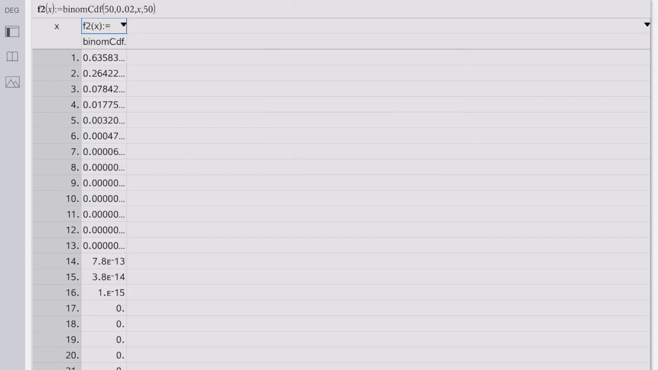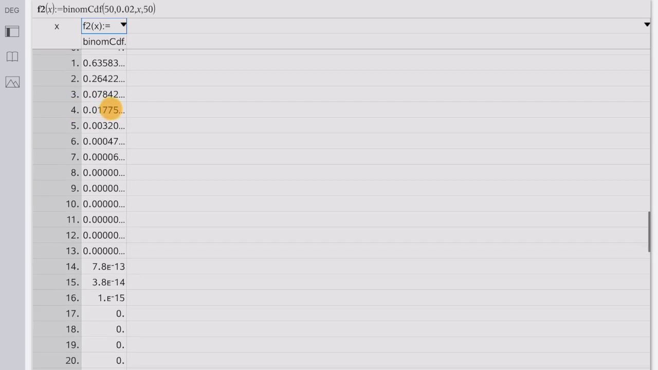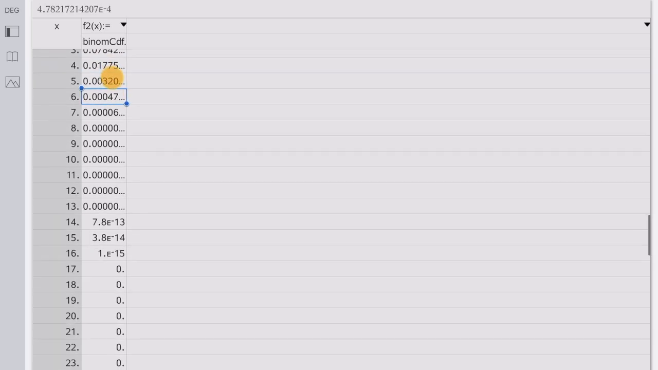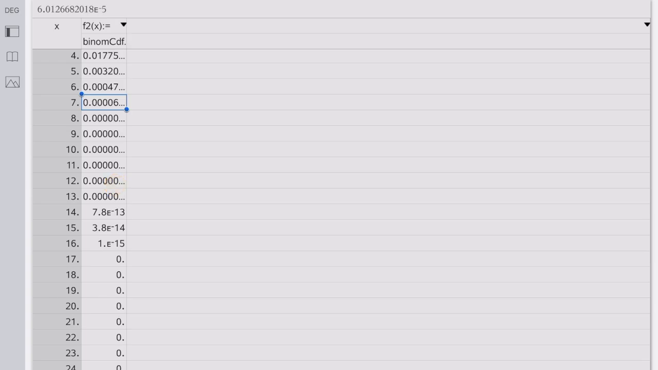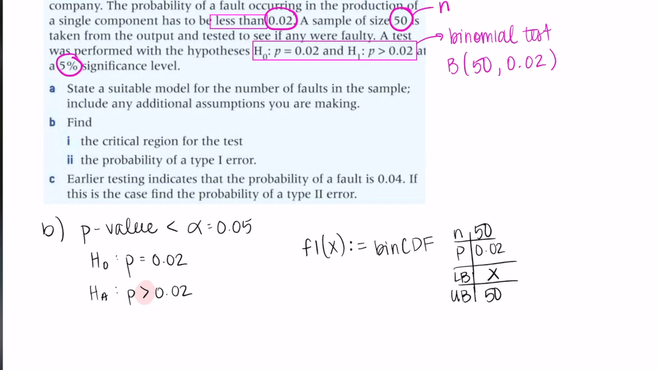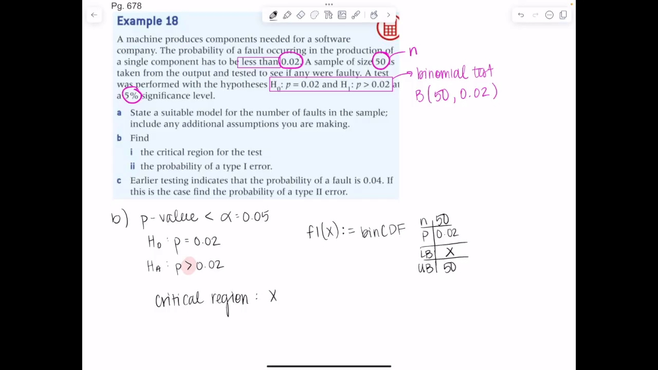So we're looking for the first value where our probability is less than our significance level, less than 0.05, which is 4. So that means our critical region is everything bigger than 4 because all of these values have a probability that's less than 0.05. So our critical region is x is greater than or equal to 4.